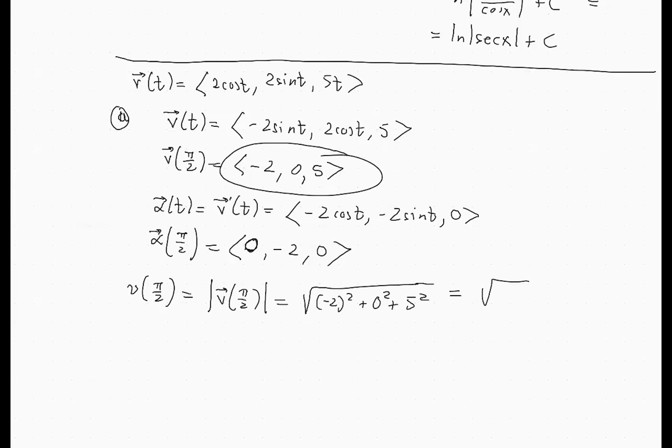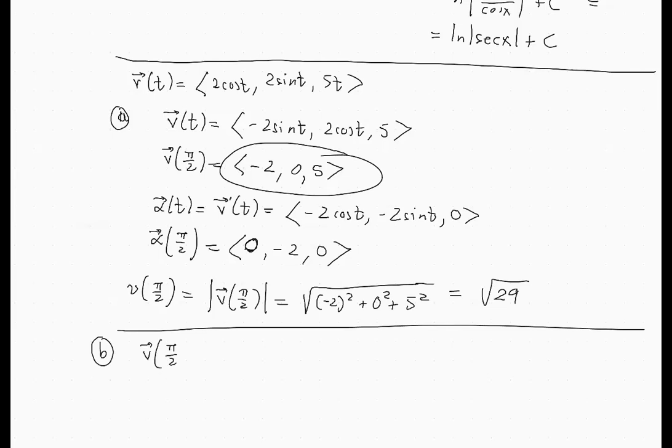That would be the speed. Okay, now it tells us to determine whether the angle between the velocity vector and the acceleration vector for t equals pi over 2 is right, acute, or obtuse. So that's part B. And for that, we should just take their dot product. So v of pi over 2 dot a of pi over 2, or alpha. It's not important to call it alpha.